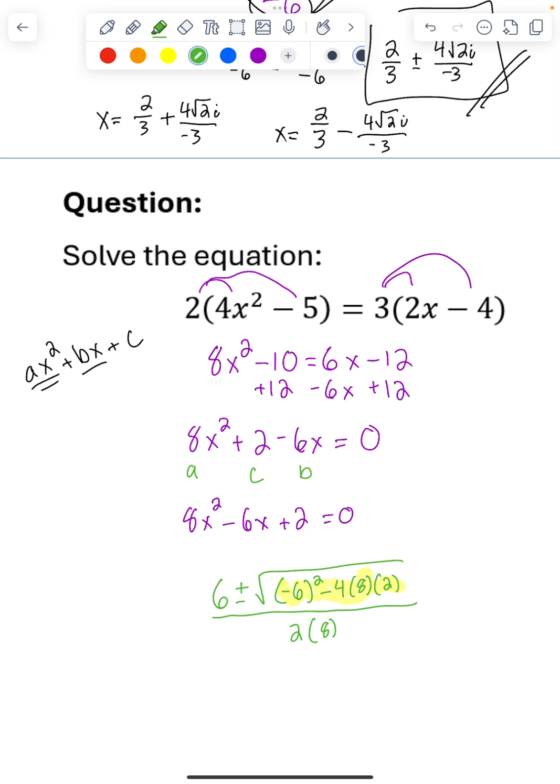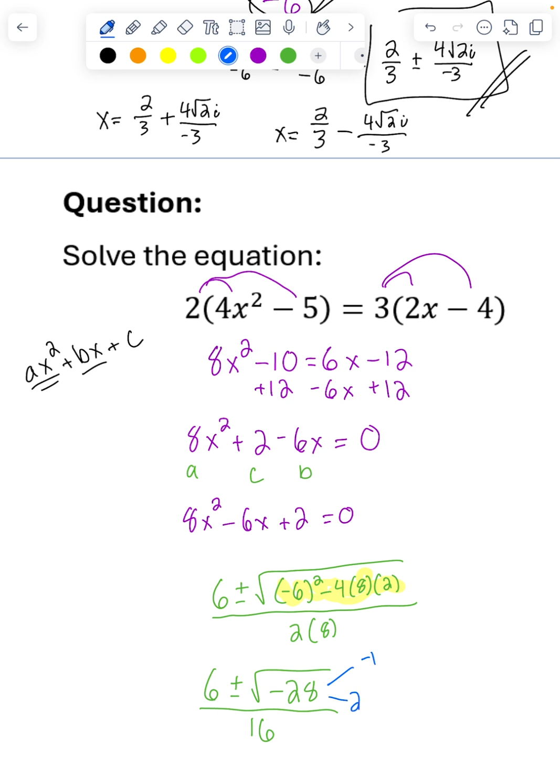So we'll have 6, oops, let me get my pen. So we'd have 6 plus or minus the square root of something over 16. Let me go to my calculator and make sure I put it in parentheses. So -6 in parentheses squared minus 4 times 8 times 2 gives me -28. And then it's time to simplify. So get rid of the negative. 28 becomes 2 and 14, 2 and 7.